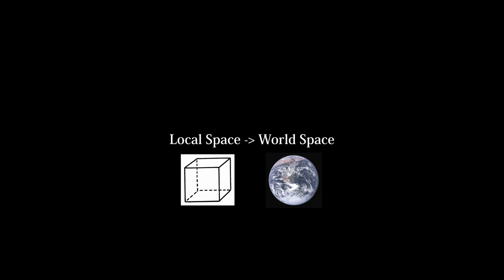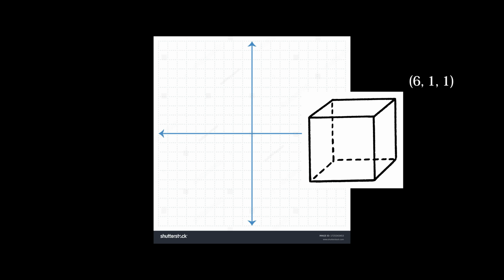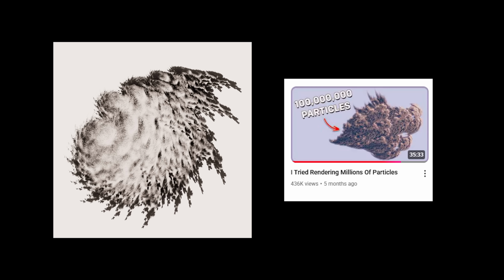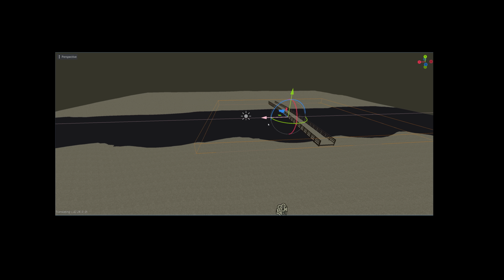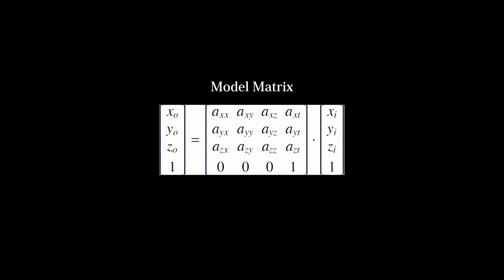To go from local space to world space, we use something called a model matrix, which is a transformation matrix that, when multiplied with a vertex position, transforms it into its position in the world. In this example, our model matrix would be a translation 5 units on the x-axis. For a deeper explanation of transformation matrices, please check out my video on procedural particle fractals. When we move objects around in a game engine editor, we are modifying the underlying model matrix, not the actual vertex data of the object.